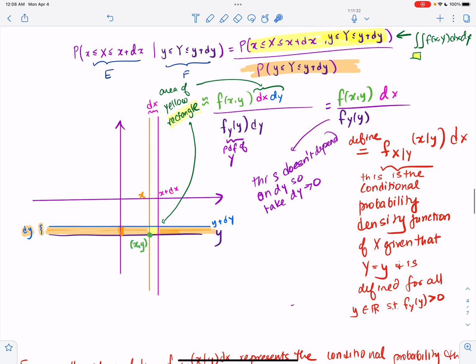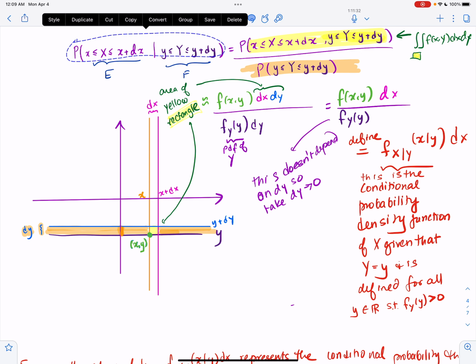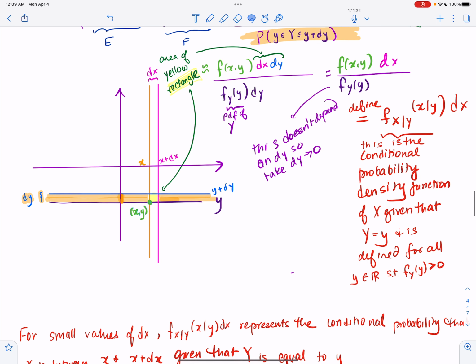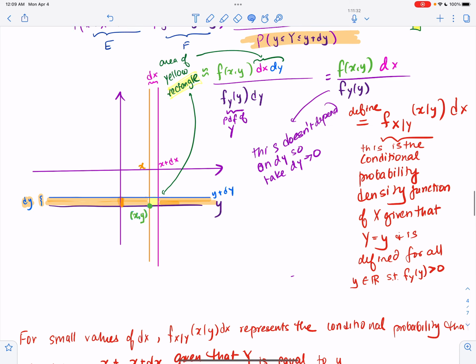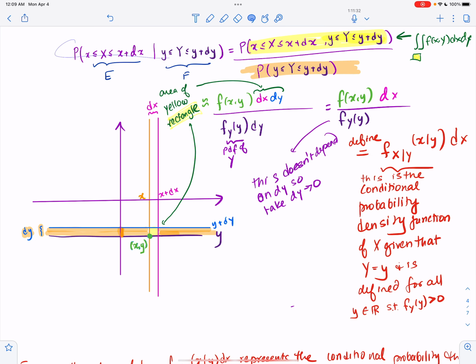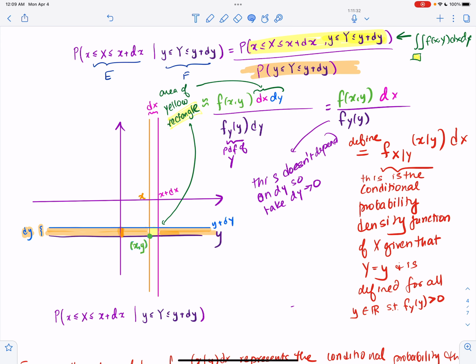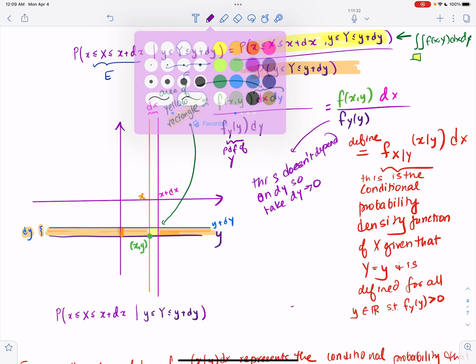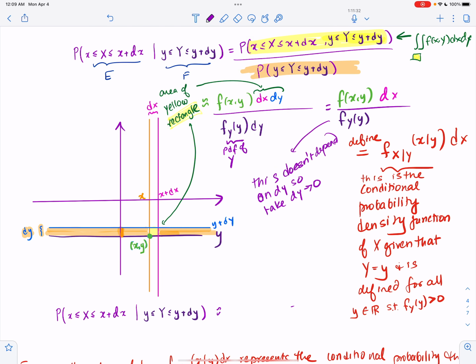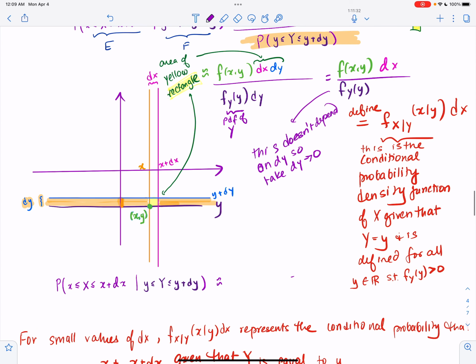Okay, so now I want you to look at the two ends. On one end, you have this. And this is approximately equal to this.